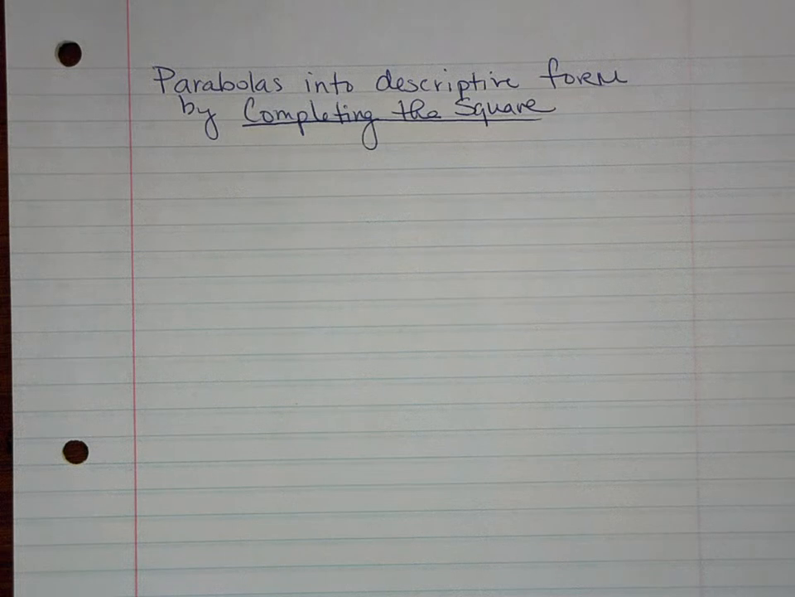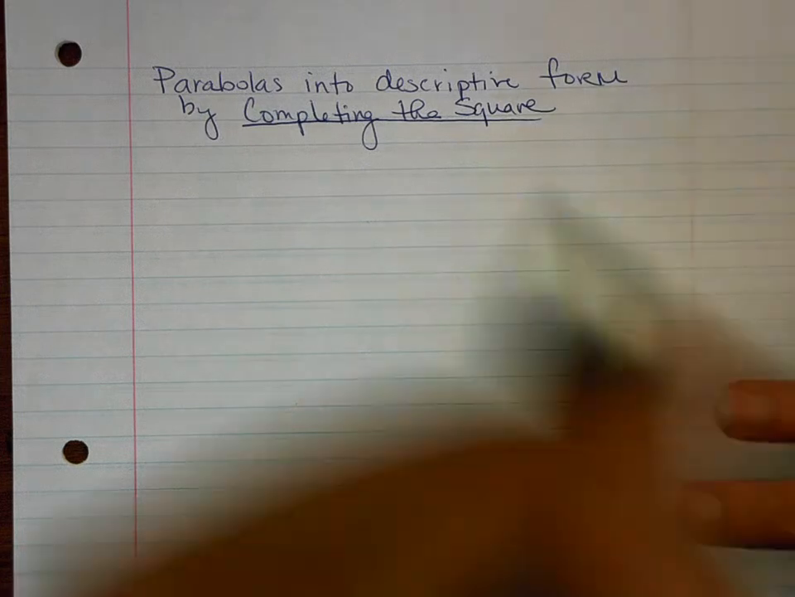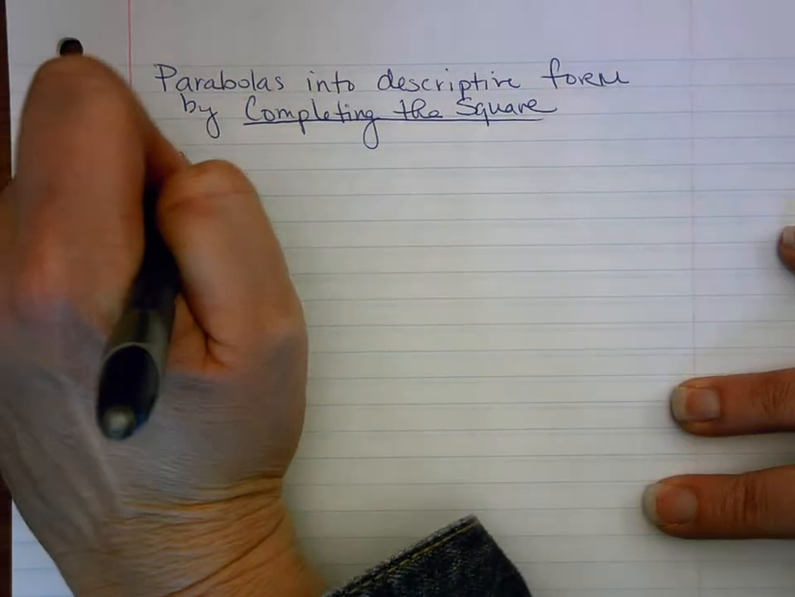Okay, so for parabolas into descriptive form by completing the square, we're going to do an example at the same time we do a problem, and then I'm going to give you guys one to try. So this is really example 2.